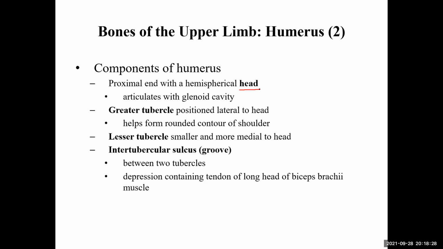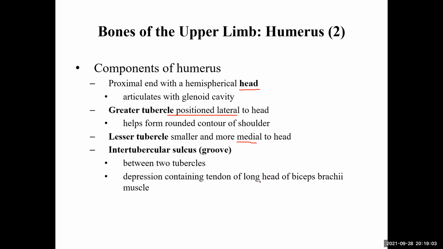All right, so on the proximal epiphysis, there's a couple of structures there. We've got the greater tubercle and the lesser tubercle. The greater tubercle is going to be lateral to the head, and the lesser tubercle is going to be medial to the head. And then in between these two tubercles, a tubercle is a bump, is this groove called the intertubercular sulcus, or the intertubercular groove.